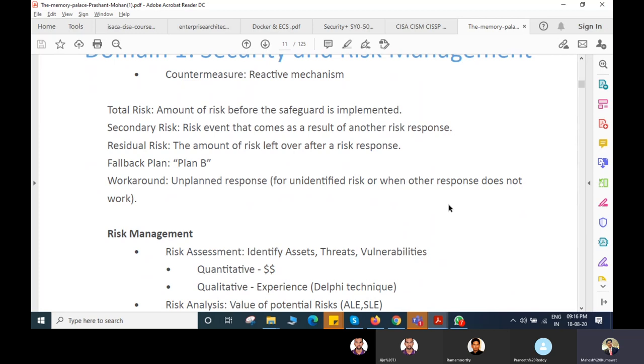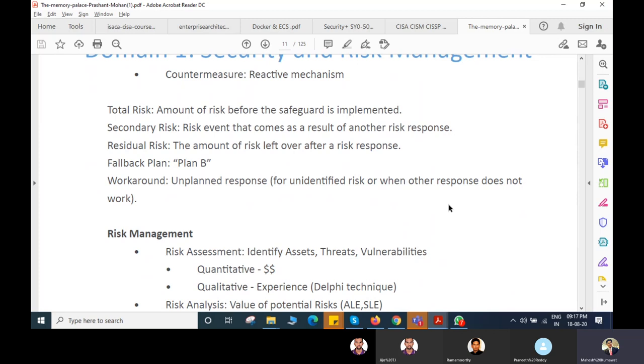So, guys, we have different types of risk: residual risk, secondary risk, total risk. Some companies are going to adopt the risks, some are going to transfer the risk, and some are taking mitigation of the risk. Other parts of the risk they will accept. And they have a fallback plan, so we have plan A and plan B.